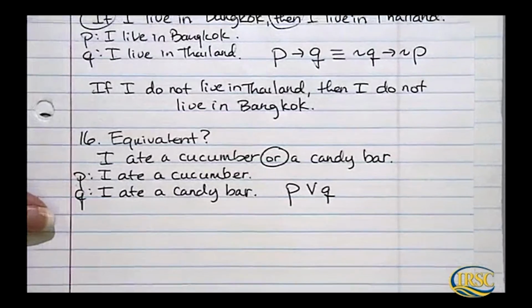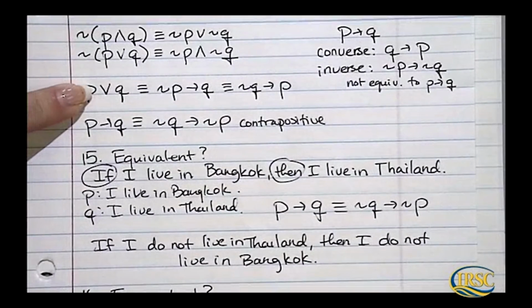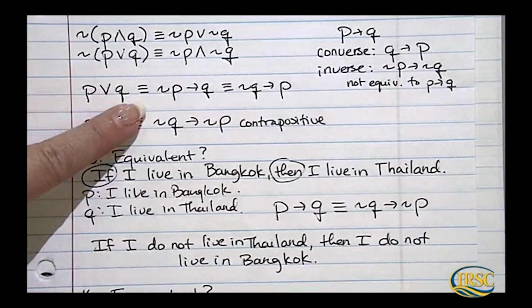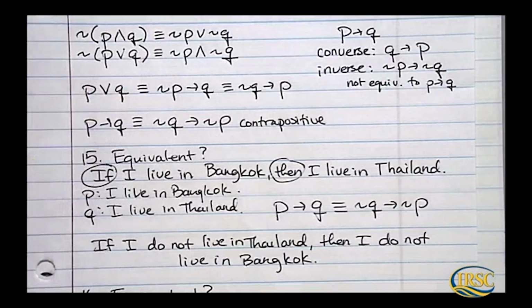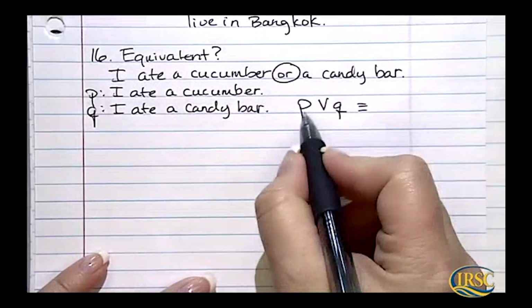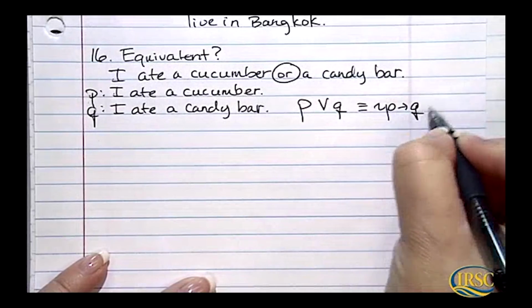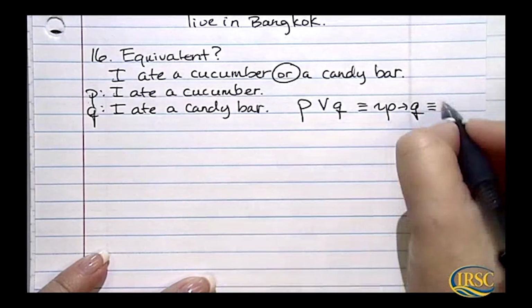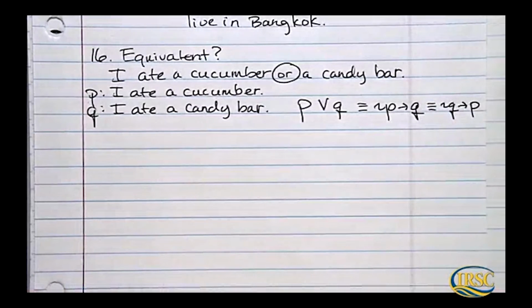So looking back at our list of equivalents, notice right here I see P or Q, and I can rewrite that as an if-then. And so I just have to pick one of them to make it my if and negate that one. So I have two options here. I could say if not P, then Q, or I could say if not Q, then P. It could be either one of those options.